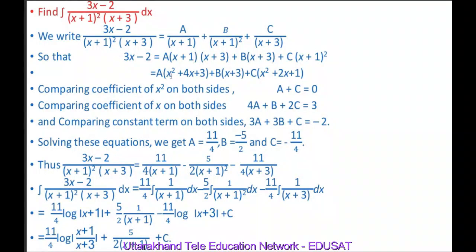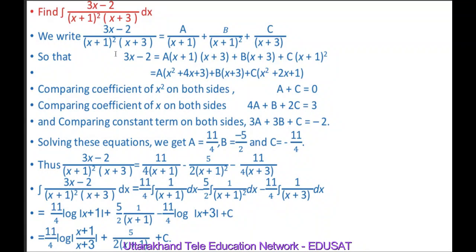Here for the coefficient of x square, here we have x square into ax square, so coefficient is a. Here we don't have x square term. Here we have x square, so coefficient of x square is c. So on this side we have a and c. So a plus c equal to 0 because this side the coefficient of x square is 0.